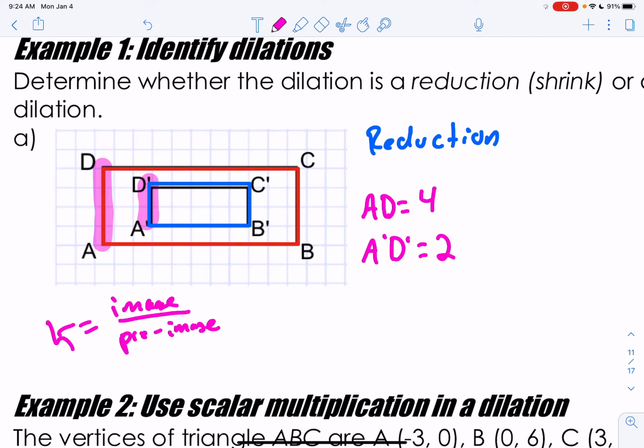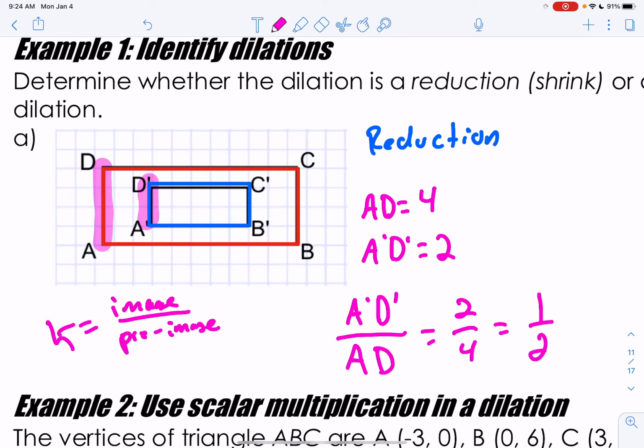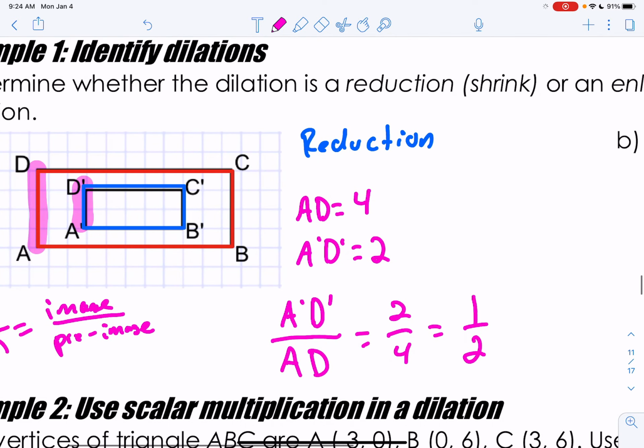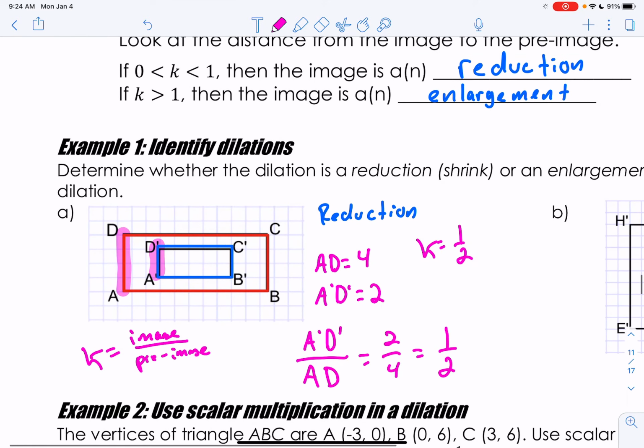So when I go to write this out, I'm going to do my image distance, which is A prime D prime, over my pre-image distance, which is going to be AD. So 2 over 4, which is going to reduce to 1/2. So we have a scale factor of 1/2. Now, going back to what we just talked about, as far as where K falls, 1/2 falls between 0 and 1. So this is an example of a reduction. That just confirms what I had up top. So you have a reduction where my scale factor is 1/2.